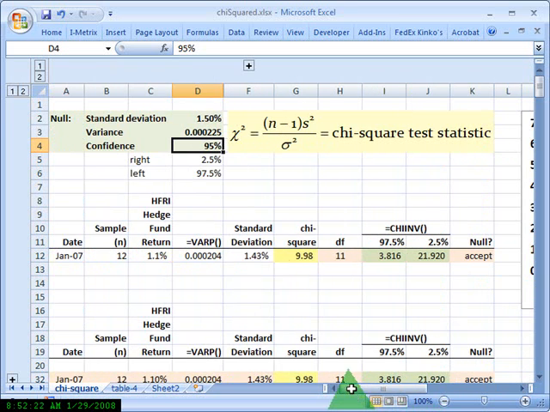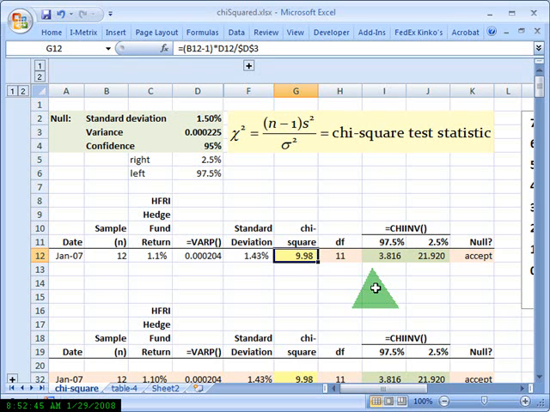So if we go back here at 95%, that's a confidence interval, so I need to break that out into both tails. So that means 2.5% and 97.5%. And now let me go back to the data and we'll conduct the test. Here's the sample standard deviation for 12 months.